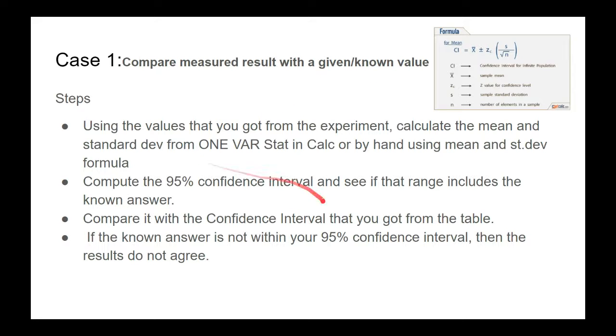After you calculate it, you compare it with the confidence interval that you got from the table. In the book, unfortunately, they didn't provide us with that table to compare with. If the known answer is not within your 95% confidence interval, then the results do not agree. Here you're not really comparing whether it's statistically different or not, which is what case 2 and case 3 are going to deal with. Okay?